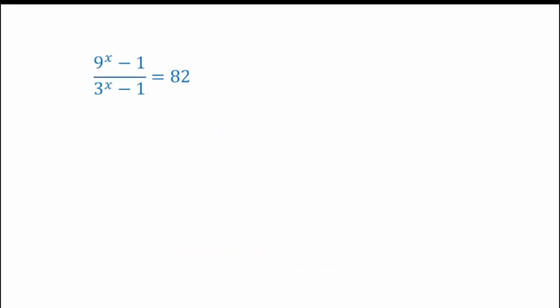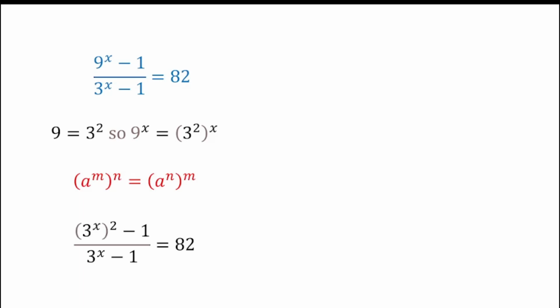So the only way we'll be able to solve this problem is by using the difference of two squares. But how do we get into this form? So we start by converting 9 into 3 squared, so that 9^x is equal to (3^2)^x. And because multiplication is commutative in indices, (a^m)^n is equal to (a^n)^m. So that means (3^2)^x is also equal to (3^x)^2.